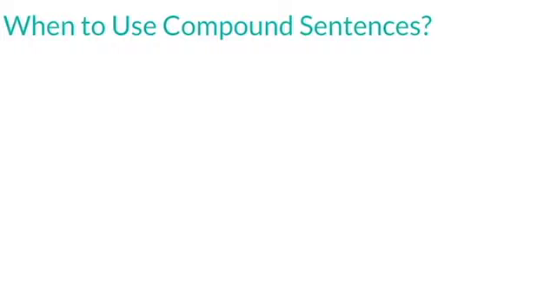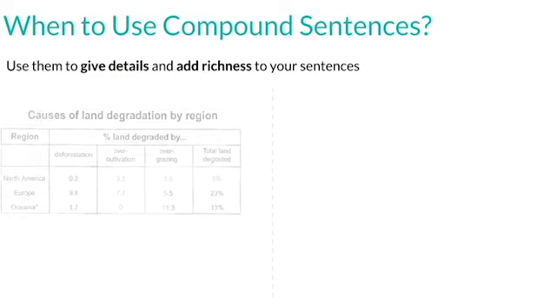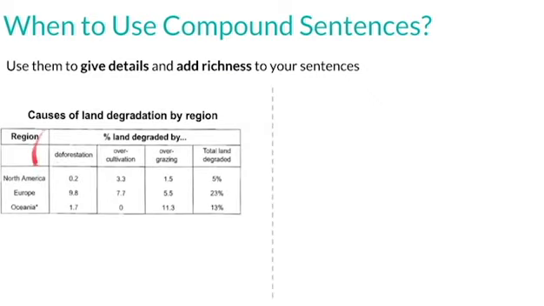Now you may be wondering, when exactly should I use the compound sentences? Generally speaking, you should use the compound sentences whenever you're trying to give extra detail or add richness to your sentences. So let's look at examples of that. Let's say that you have this table over here in your writing task 1 question, and you have to describe the data in this table.